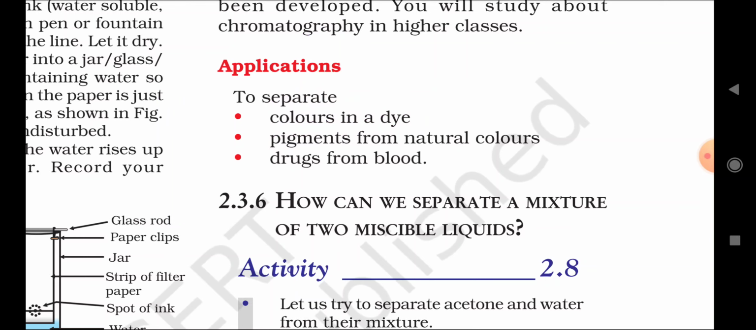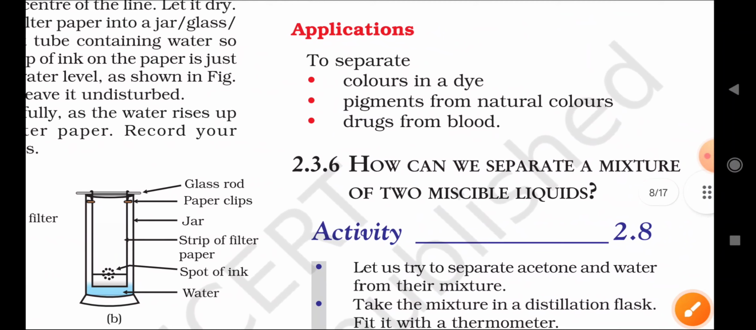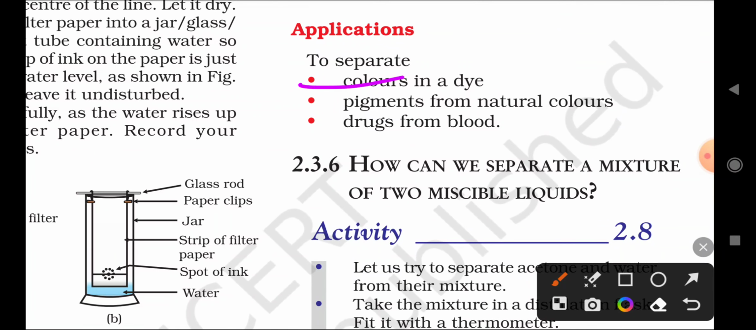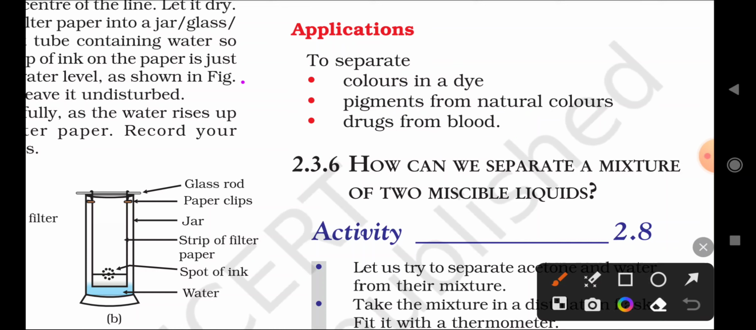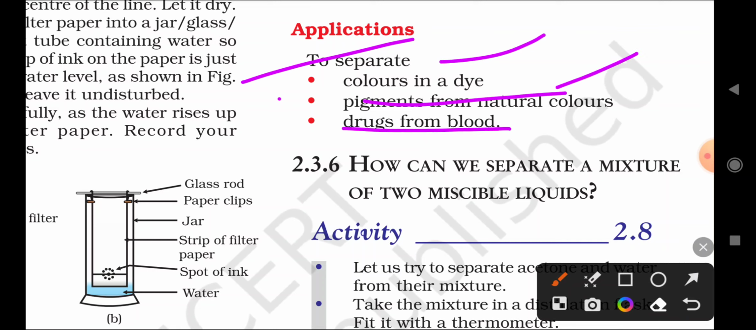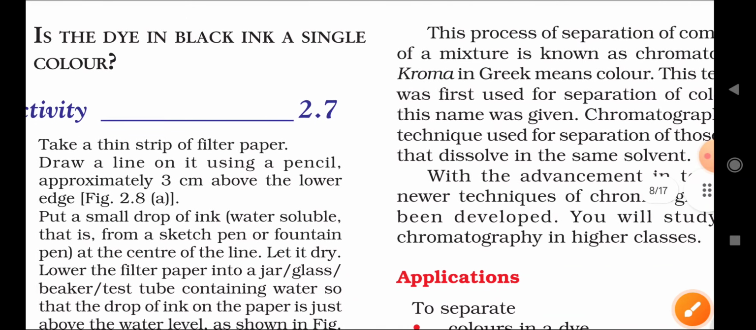This is the first one, already discussed. The second is to separate pigments from natural colors. And the third one is to separate drugs from blood. These are the three major applications of chromatography. What are the applications of chromatography? Separating colors in a dye, pigments from natural colors, and drugs from blood. These are the three important applications of chromatography.